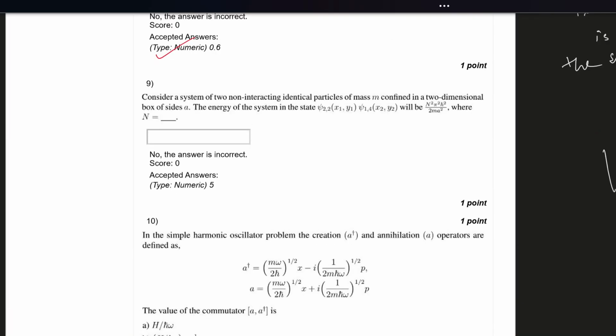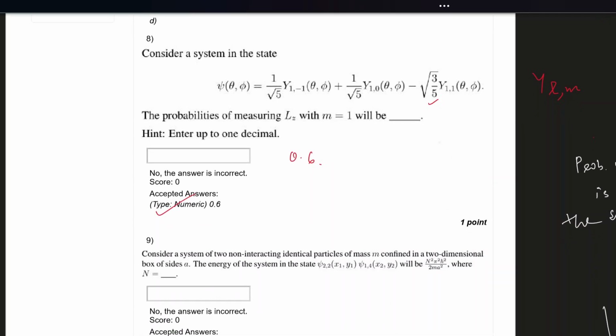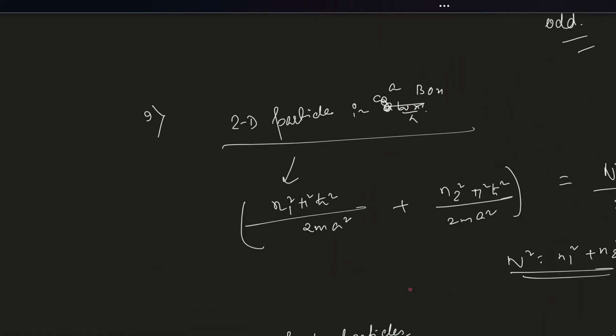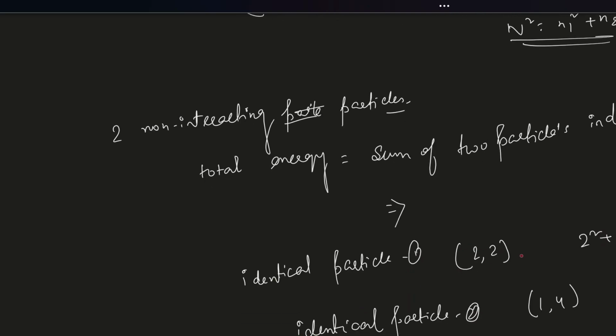The total energy will be in n square value: 2 square plus 2 square is 4 plus 4, actually this is 8, and 1 square plus 4 square is 1 plus 16, which is 17. So total n square is 8 plus 17, 25.